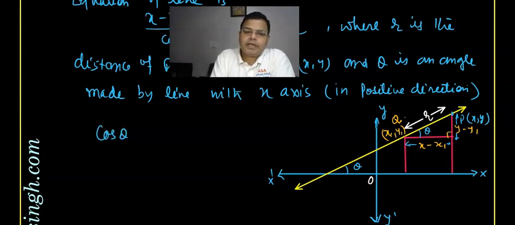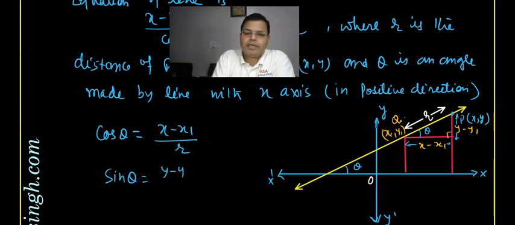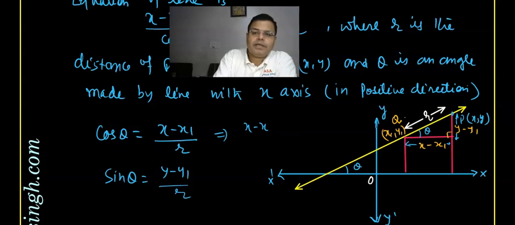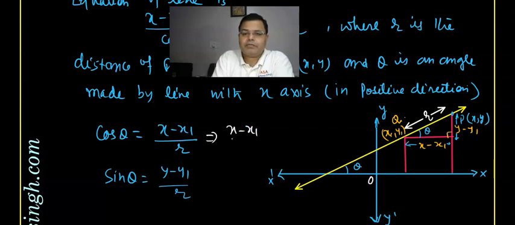Now, what is cos theta? Base upon hypotenuse, so (x minus x1) upon r. And sine theta can be written as perpendicular upon hypotenuse, that is (y minus y1) upon r. Therefore, we can write (x minus x1) by cos theta is equal to r, and (y minus y1) upon sine theta is also equal to r.